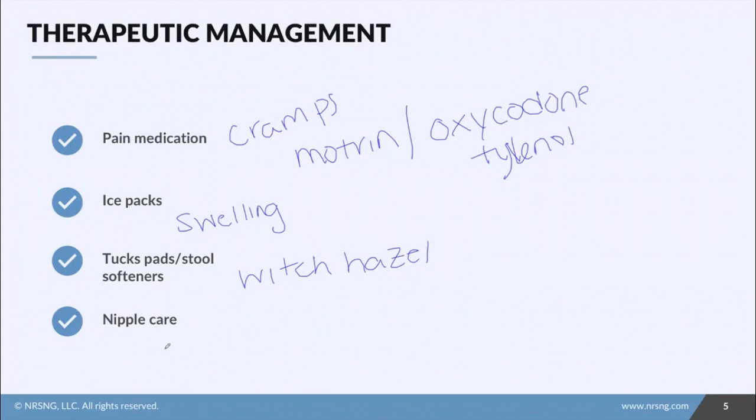And then nipple care. So if they're getting any breast tissue breakdown at the nipples, we can give them something called lanolin or Jack Newman's ointment. That is a medicated ointment that can be given to help with that nipple damage. And then also we just want to make sure that there's a good latch occurring to prevent nipple damage from getting worse.